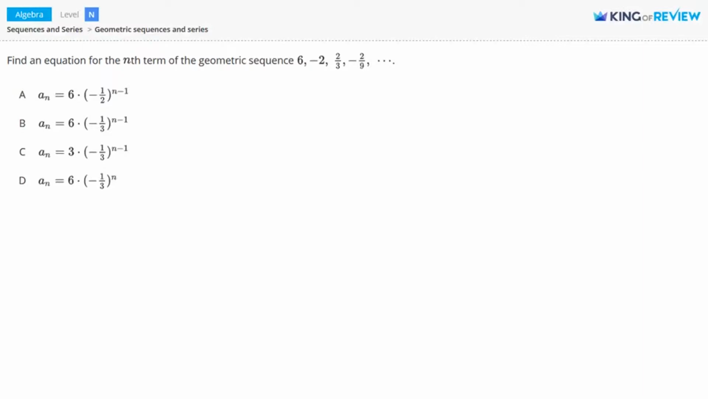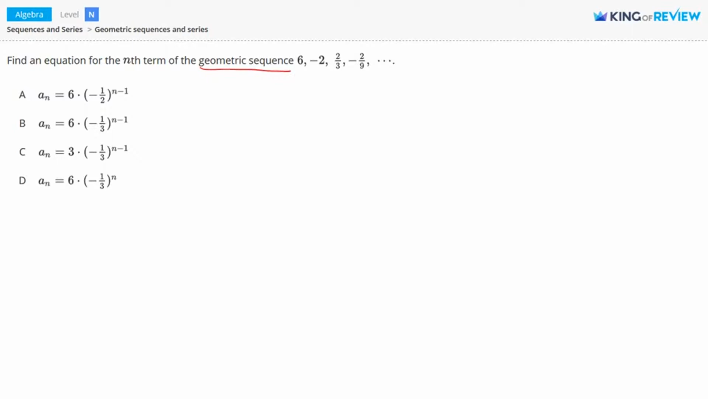Find an equation for the nth term of the geometric sequence 6, -2, 2/3, -2/9, and the sequence continues. So here we're dealing with a geometric sequence.